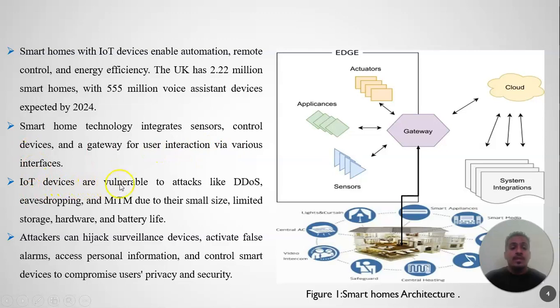The IoT devices are vulnerable to attacks like DDoS attacks, eavesdropping, and man-in-the-middle attacks due to their small size, limited storage, hardware, and battery life. The attacks can hijack surveillance devices, access personal information, and control smart devices to compromise user privacy and security. Here is the architecture of the SDN.